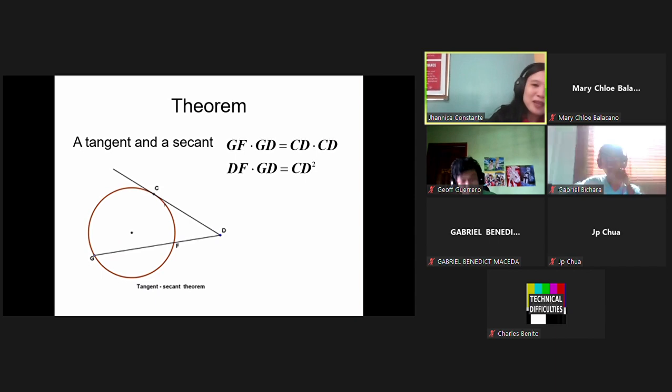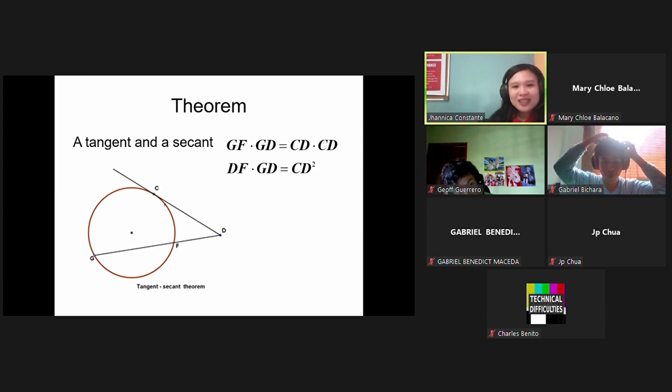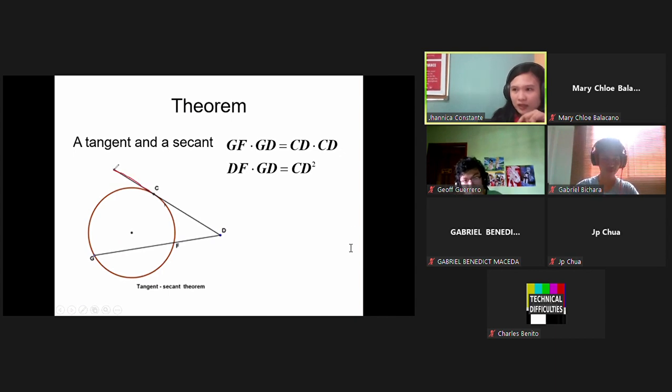So the next theorem that we have is the tangent and the secant. So when we say tangent and secant, one line segment is a tangent. When we say tangent line, it's connected only in the circumference of the circle. So for example, here in the circle that we have on the screen, the tangent is this one. It's connected only in the one point of the line that intersects the circumference of the circle. That is tangent segment. So the next theorem is about tangent and secant.